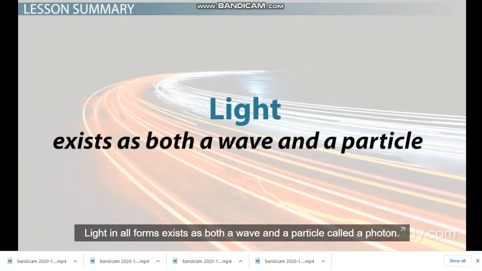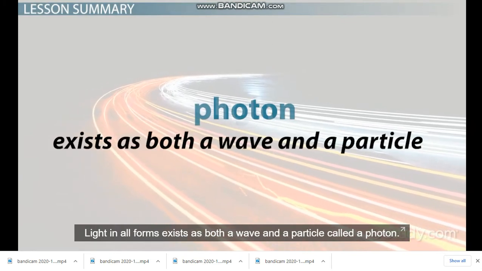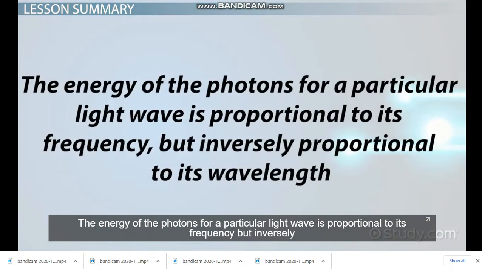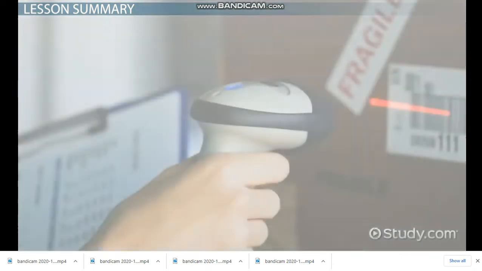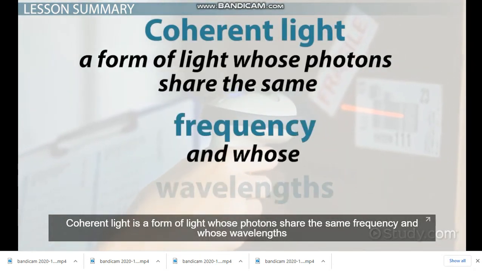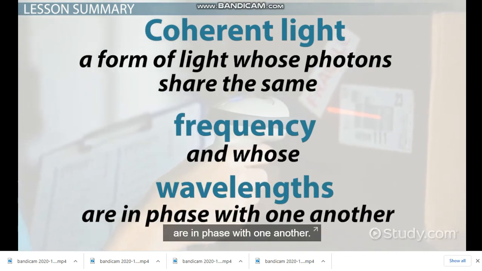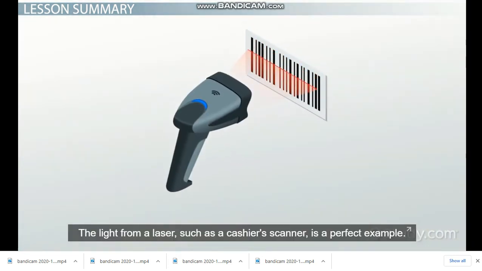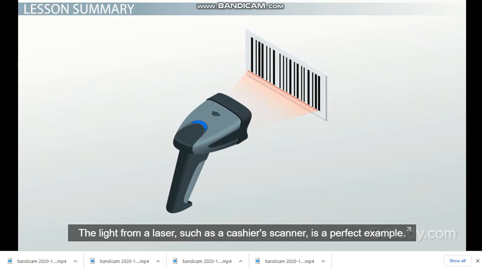Light in all forms exists as both a wave and a particle, called a photon. The energy of the photons for a particular light wave is proportional to its frequency, but inversely proportional to its wavelength. Coherent light is a form of light whose photons share the same frequency, and whose wavelengths are in phase with one another. The light from a laser, such as a cashier's scanner, is a perfect example.